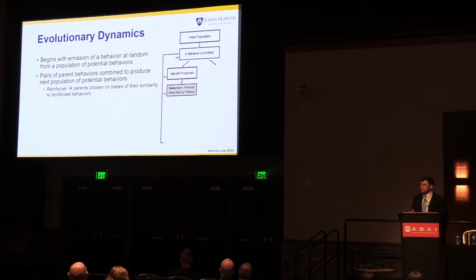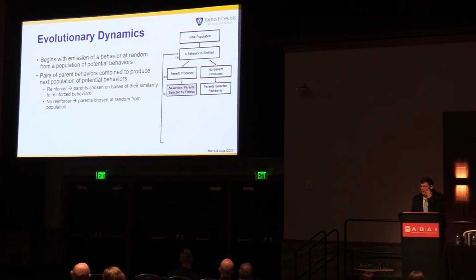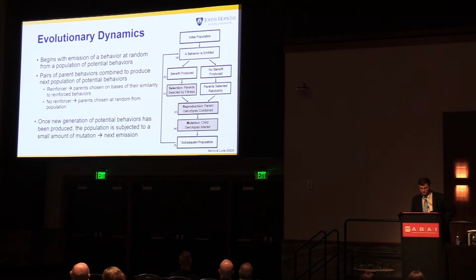If the behavior that was just emitted produced a reinforcer, the parents are selected on the basis of how similar they were to the behavior that was just reinforced, according to something called a fitness density function. If the behavior that was just emitted didn't produce a reinforcer, then the parents are just selected at random from the population. Once a new generation of potential behaviors is produced, that population is subjected to a small amount of mutation, and then the next emission of behavior occurs. This process of selection, reproduction, and mutation is repeated over and over again for a specified number of generations. What's neat is this yields a continuous stream of behavior across generations that can be recorded and studied as if it's the behavior of a live organism.